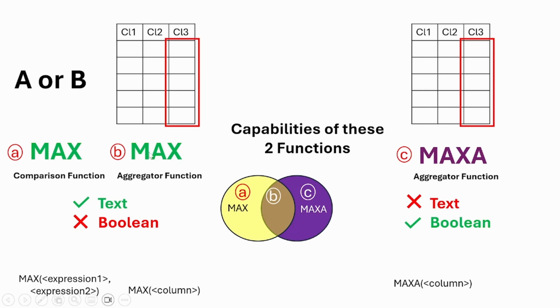The difference between these two is the fact that we cannot have Boolean values, that is true or false values, provided as input for the MAX function, whereas MAXA can accept the Boolean values as input. MAX can return to us the maximum of the text values provided to it, whereas MAXA cannot do that. So there are a few things that MAX can do which MAXA can't, and there are other things that MAXA can do which MAX can't. Therefore, we have this diagram to illustrate the difference between these two DAX functions.